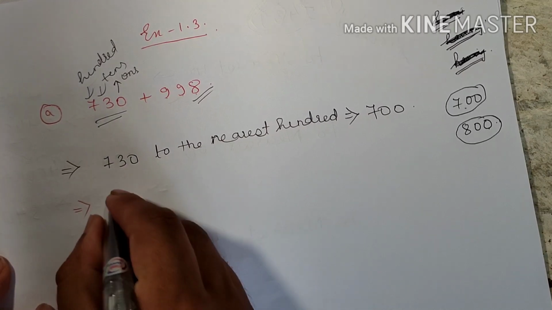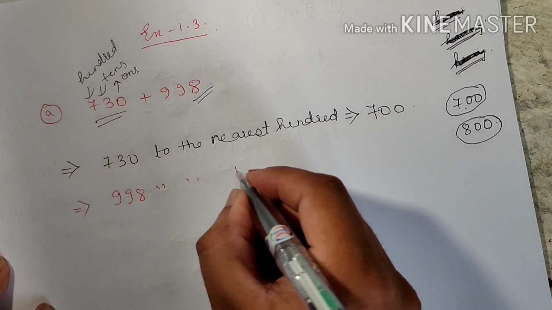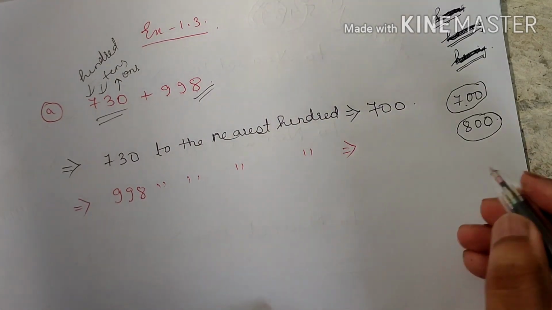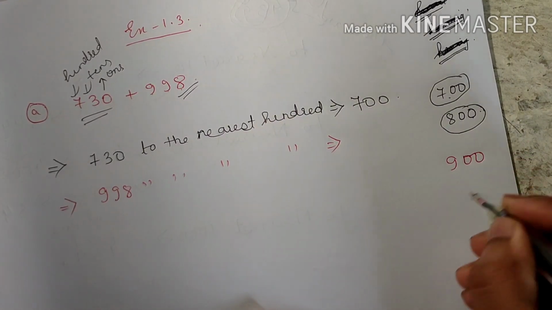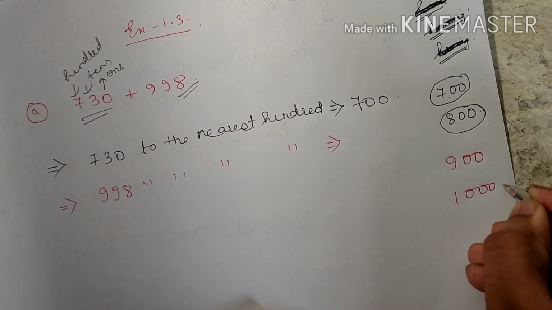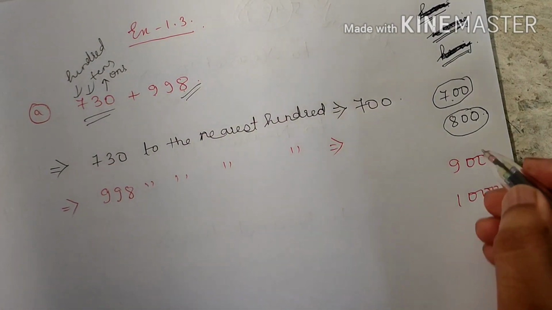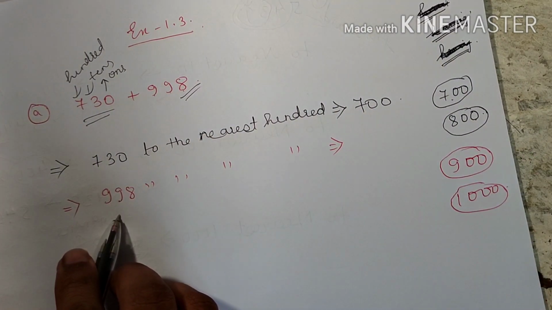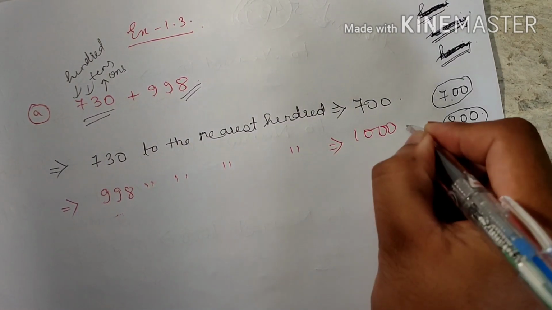What about 998? 998 to the nearest 100. What will be your answer, students? So this 998 lies between 900 and 1000, isn't it? So now you tell me what will be your answer. Which one is nearer to 998, 900 or 1000? So obviously 1000 is nearer to 998.